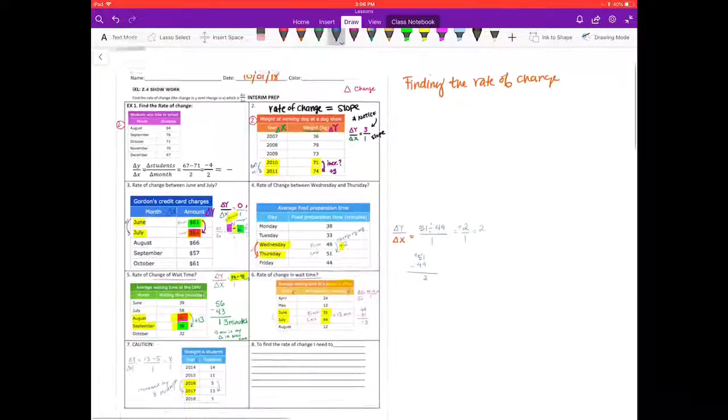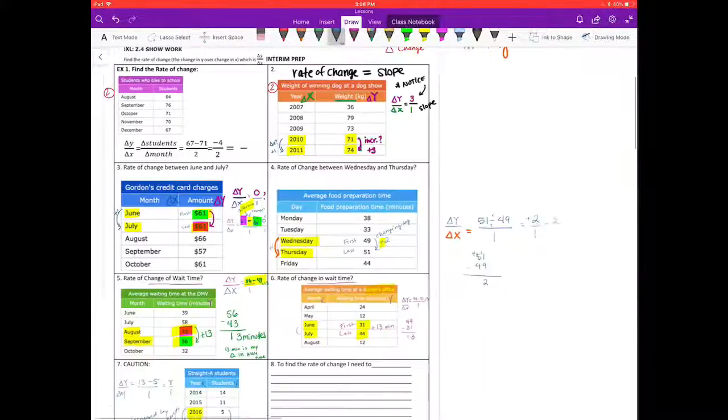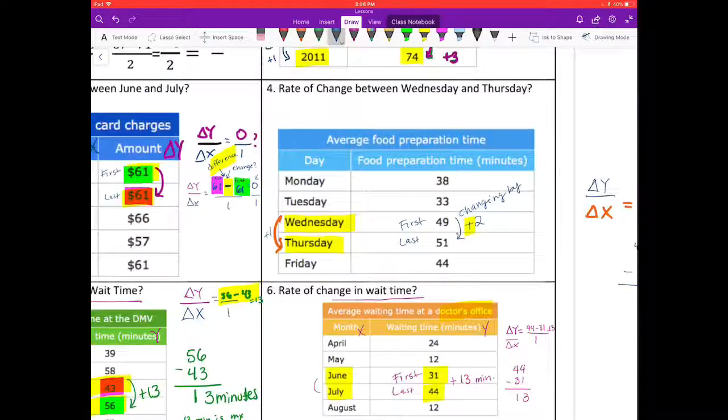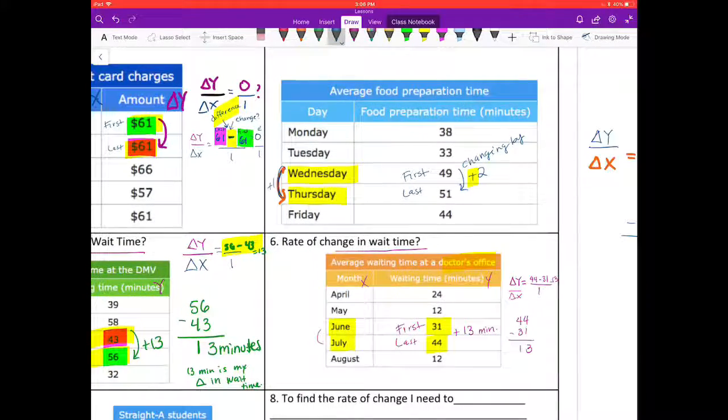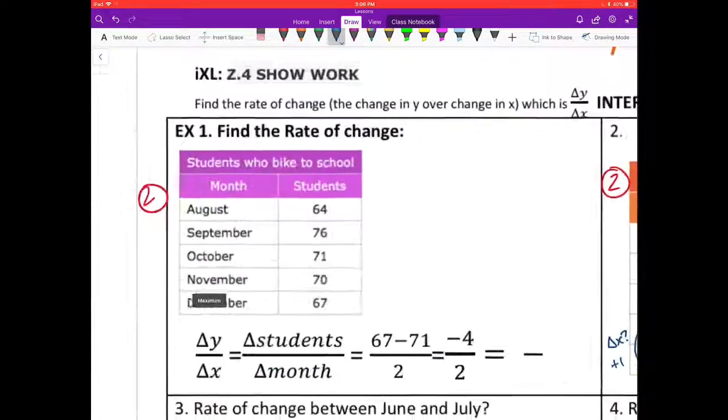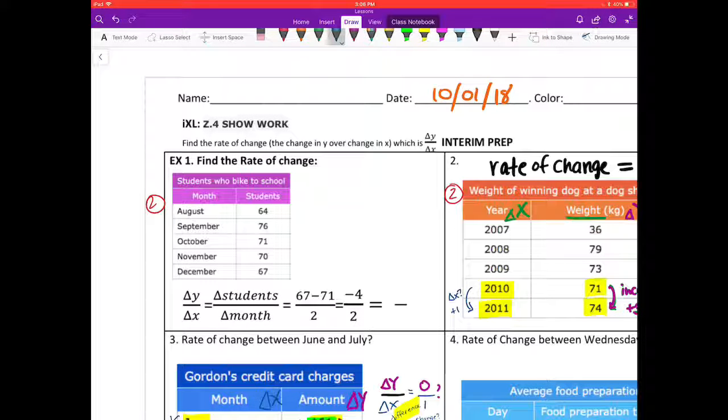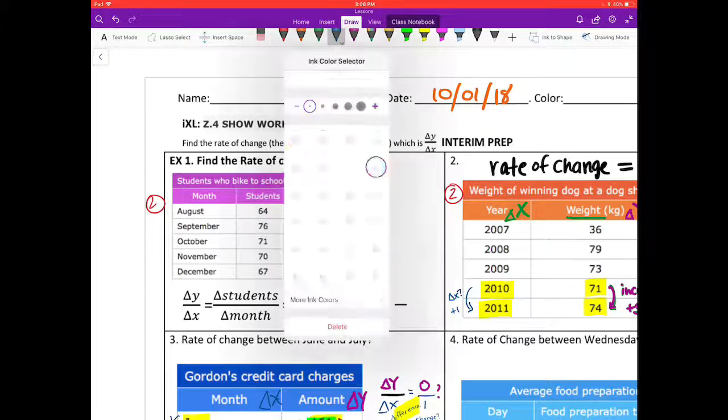And then what you guys aren't seeing here is I'm picking the dates. I'm picking when we're doing the change. Okay? Okay, this one.